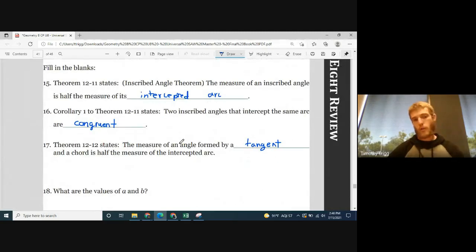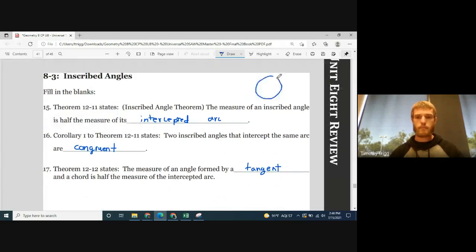Here are 3 more theorems you need to know. Theorem 12-11 states, which is the inscribed angle theorem, the measure of an inscribed angle is half the measure of its intercepted arc. We kind of talked about that before. So if you have a circle and some angle like this, if this arc is, let's say, 100 degrees, then the inscribed angle that makes that arc would be 50 degrees.